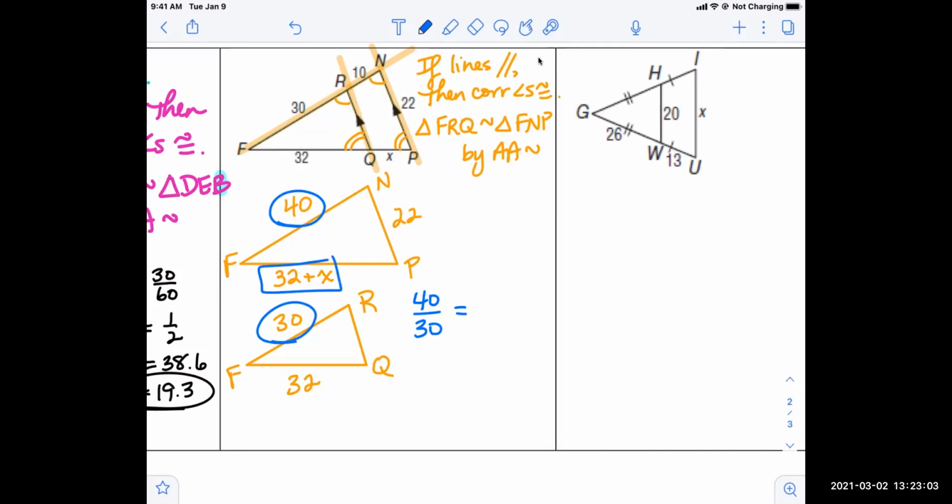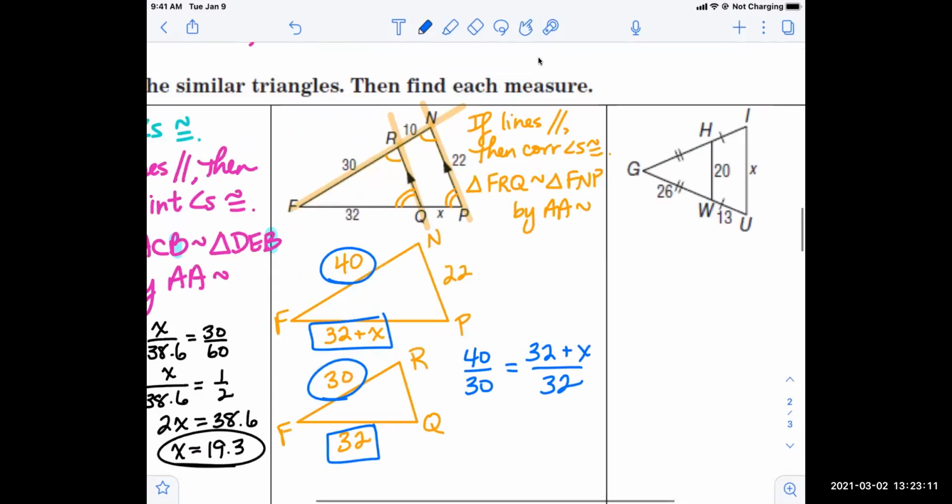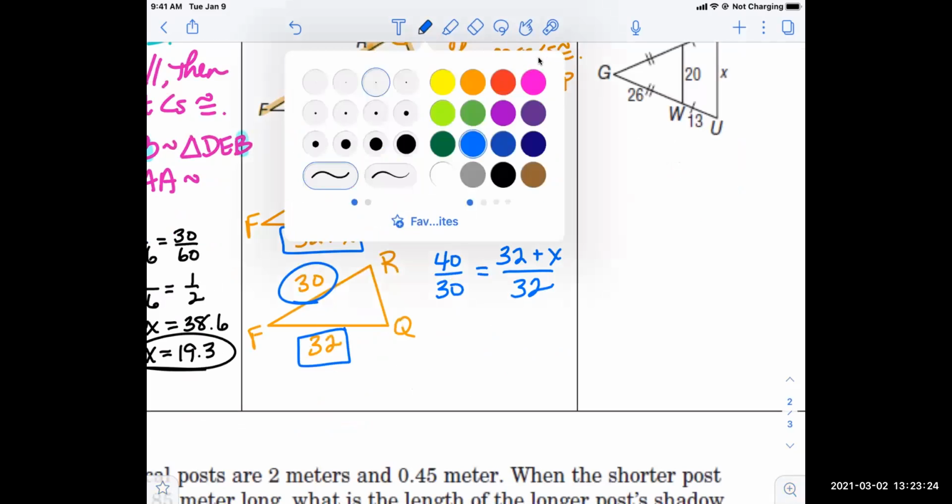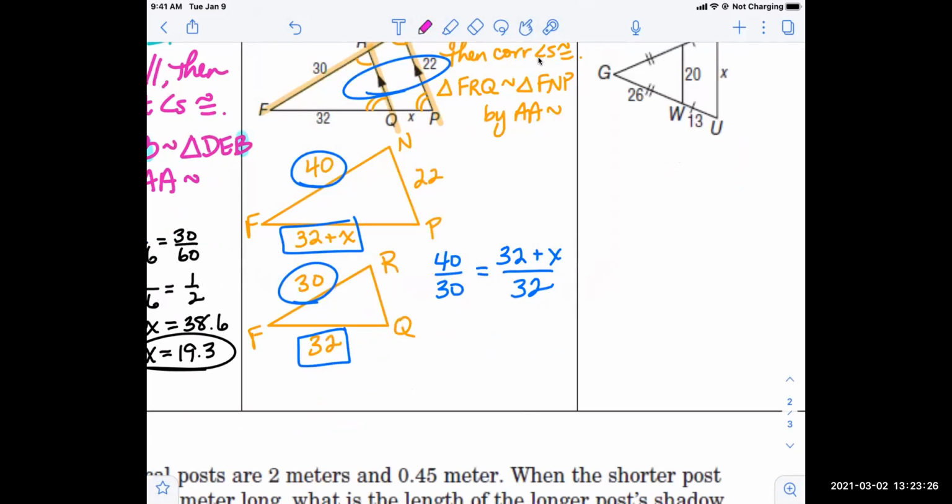(32 plus X over 32). Okay, now notice we didn't have to use the 22 because we don't even know what the corresponding side there is equal to. So the 22 isn't really very helpful. Now, before you cross multiply, there might be something you'd want to do. What might be helpful? Yeah, go ahead and divide out the 10 there and just make it 4/3.